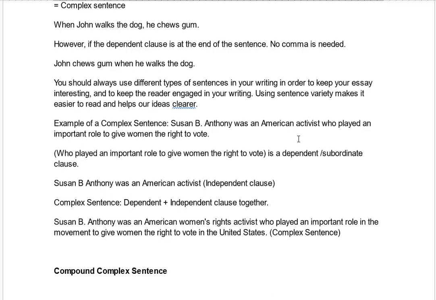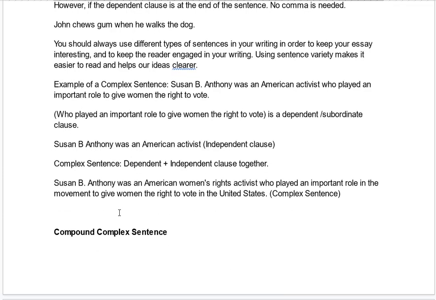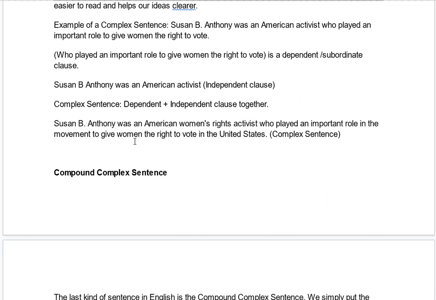Susan B. Anthony was an American activist who played an important role to give women the right to vote. So Susan B. Anthony was an American activist. That's the independent clause. Who played an important role to give women the right to vote. That's the dependent clause. So when you put a dependent clause and an independent clause together in one sentence, then you have a complex sentence. So that is a complex sentence.